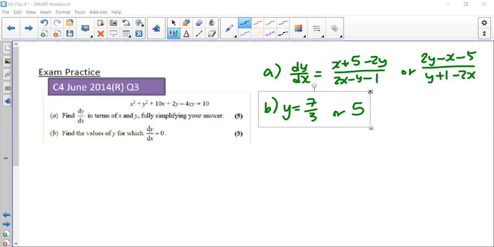Here are the answers, part A, part B. It's a 10-mark question, quite a lot to do. Okay, so here are the answers. If you got it right, well done. The lesson is over for you. Time to do the homework. But if you don't, let's go through why.